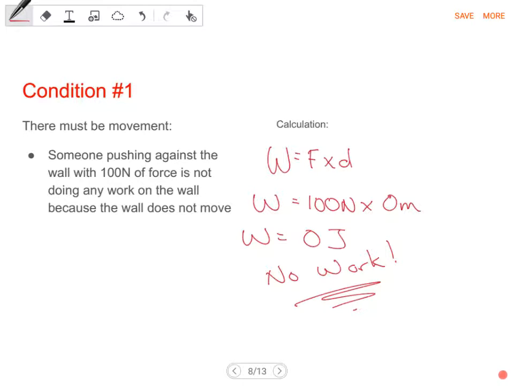So next time you see someone pushing a car stuck in the ditch or stuck in the snow, and they've been pushing for, let's say, 20 minutes, and they say, I did a lot of work. Well, if the car didn't move, they actually did no work. They put in an effort force, but nothing happened. So there was no work.